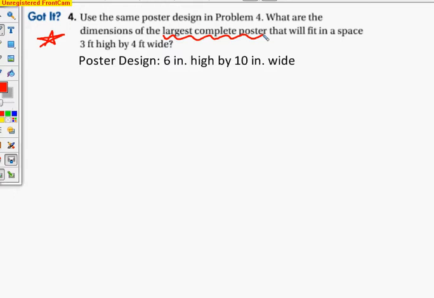So the idea is we're going to take this poster, we're going to blow it up, and we want to make it as big as we can to fit this space, this wall. Alright, so there's a couple steps. First, you got to make sure all your units are the same.